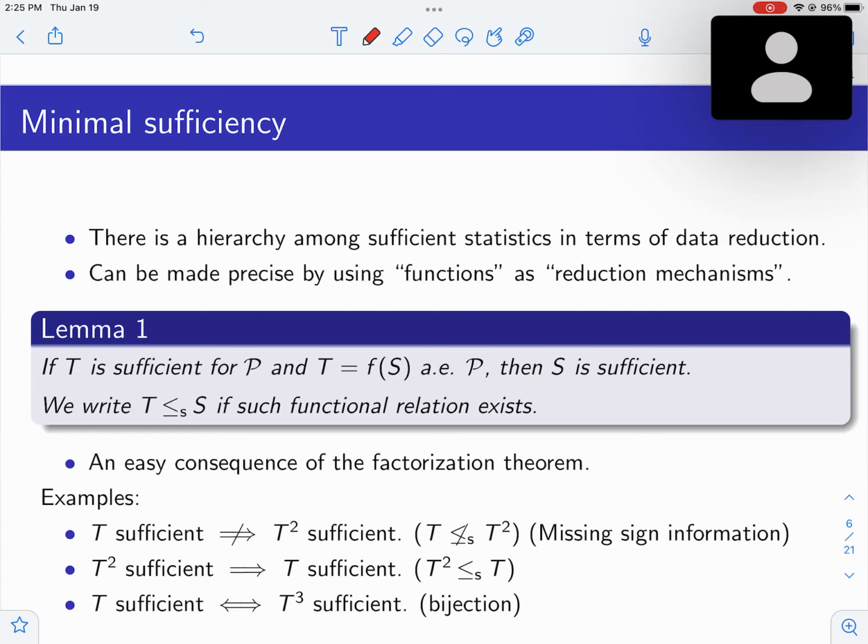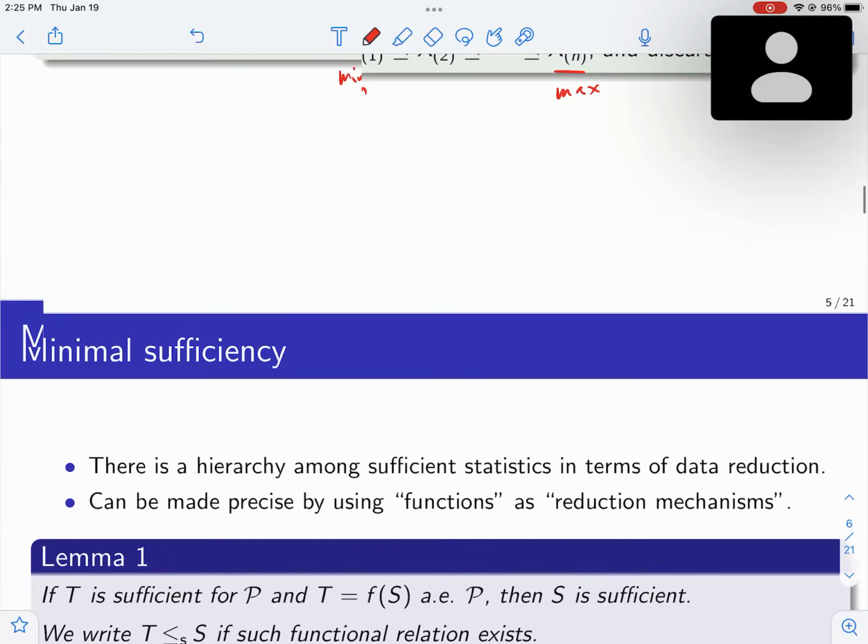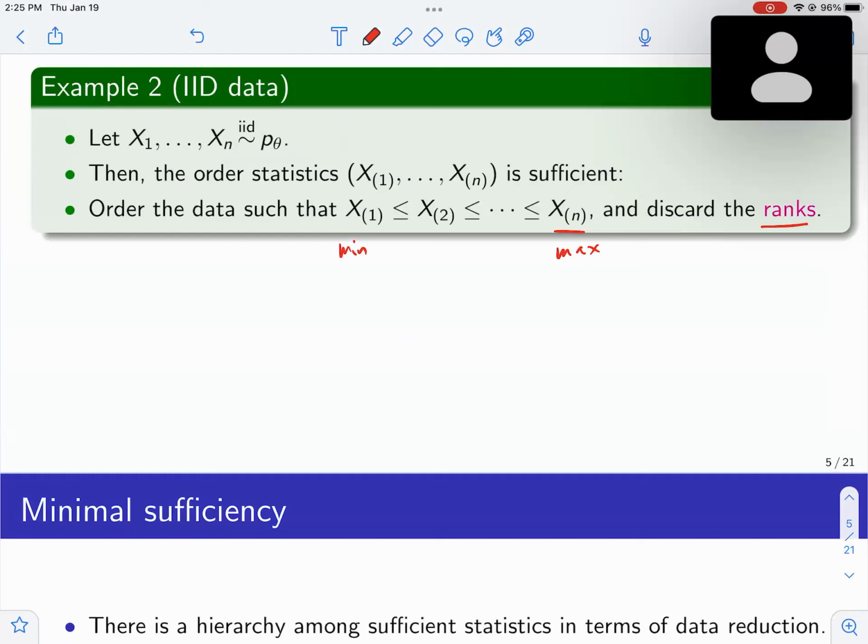I should have asked you guys, but pretend that you didn't see this. How do we formalize the notion of reduction of information, like losing information? Yes. If you have two statistics, one can be recovered as a function of the other. Yes, good, exactly this. But why is this a notion of reduction? Why can we view functions as reduction mechanisms? Is there a mathematical reason why?